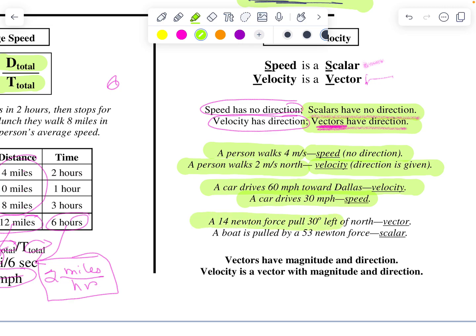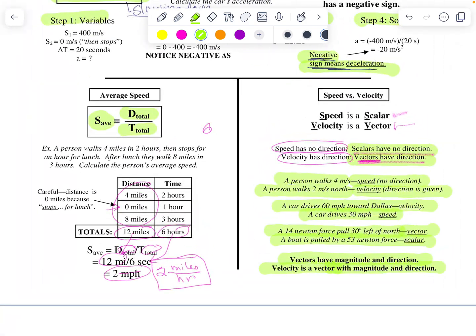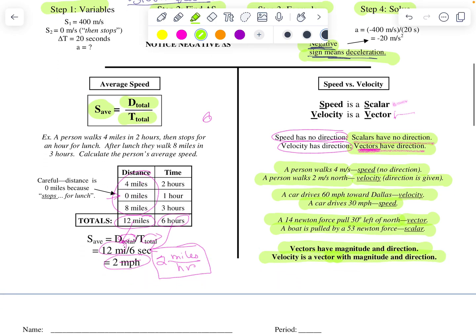A 14 Newton force pulls 30 degrees left of north. That is clearly a vector quantity. A bolt is pulled by a 53 Newton force is scalar. Vectors have both magnitude and direction. And if you've ever seen Despicable Me, you'll know what I'm talking about. Velocity is a vector. The vector has magnitude and direction. Okay, there's everything from our first page.